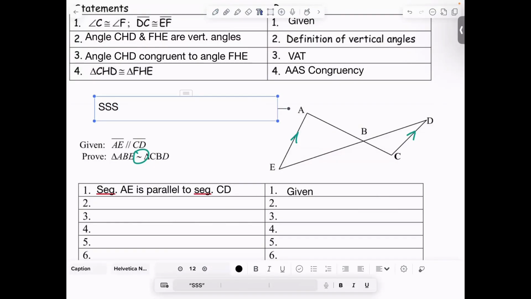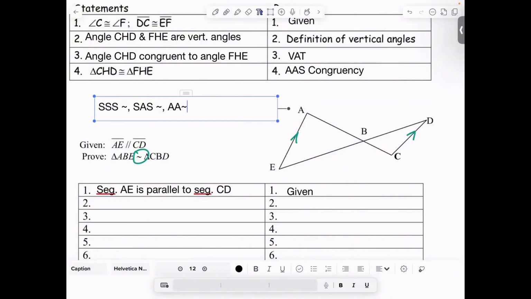So we have SSS similarity, SAS similarity, and then AA, angle angle similarity. Okay, which I think we would need to go with double A, because I don't see anything about segment length, right? Segment length would put me in triple S or SAS. But I have a feeling we're going to be doing angles only in this particular proof.